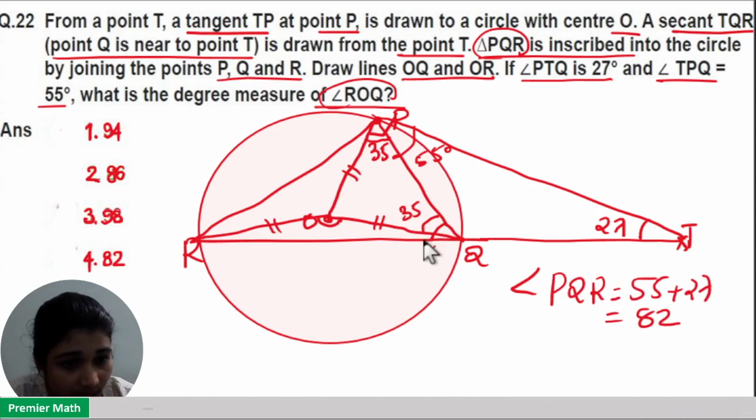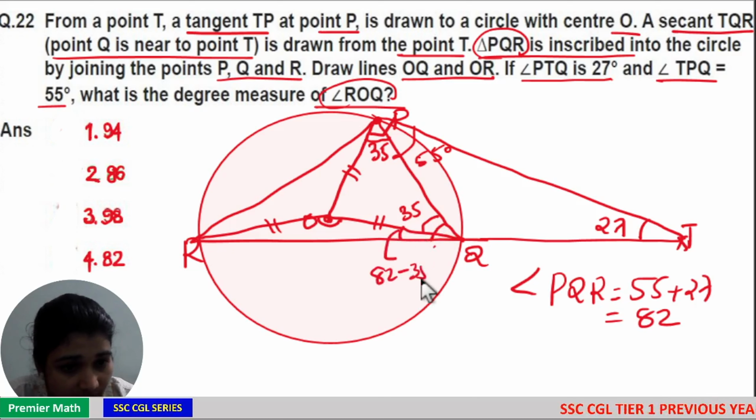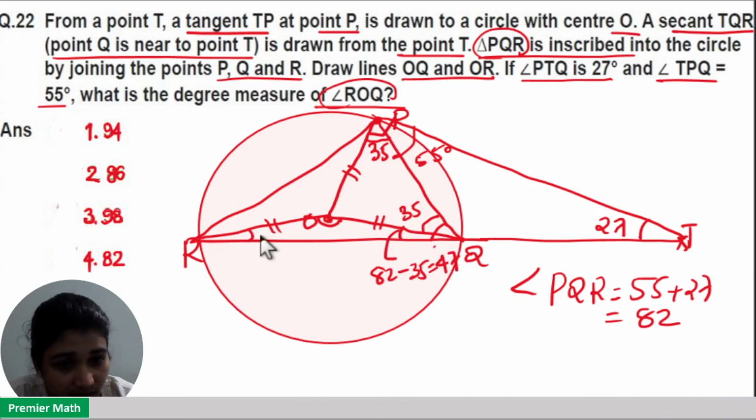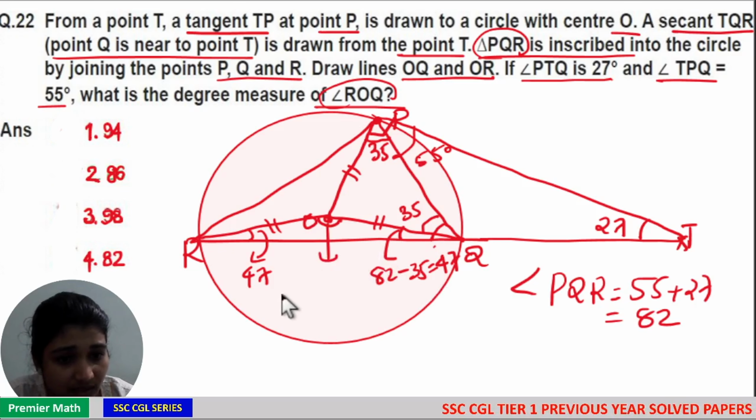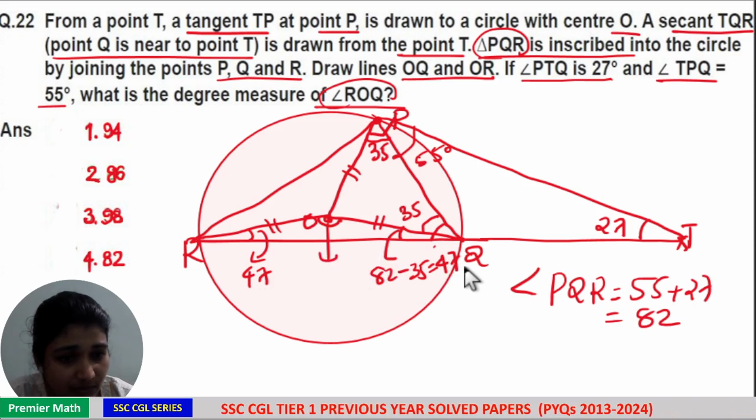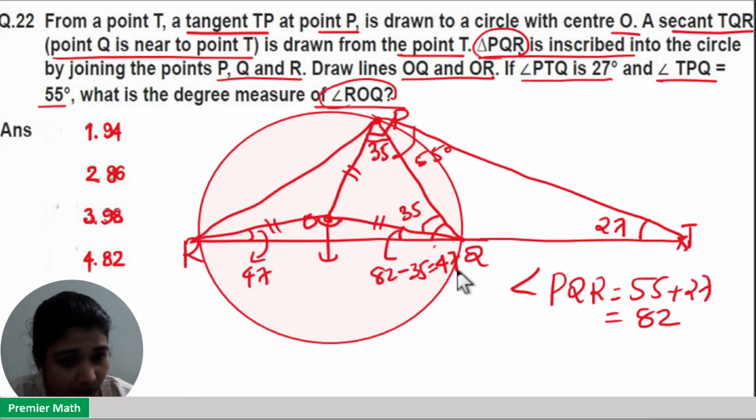Now, total angle PQR is 82, so this angle is equal to 82 minus 35, which is 47 degrees. If this is 47, this is also 47. Then this angle is equal to 180 minus 47 plus 47. 47 plus 47 is equal to 94. So angle ROQ is equal to 180 minus 94, which is equal to 86 degrees. Option 2 is your answer.